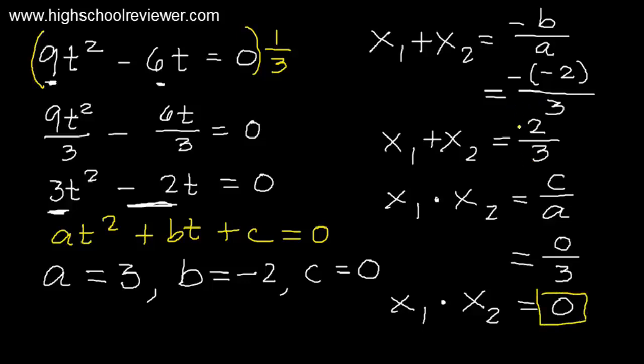And the sum of the roots is 2 over 3. And these are our final answers, the sum and product of the roots. Our next problem, we will have 8x is equal to 5x squared minus 7.